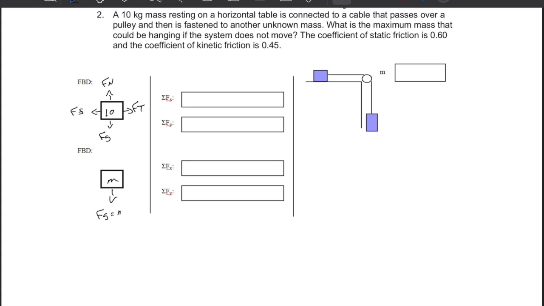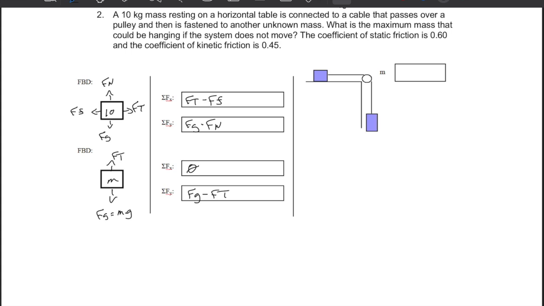The mass hanging down has gravity pulling down on it, and gravity is calculated as mg, and it has tension pulling up. Same tension pulling up is the tension pulling to the right on that top mass. The net force in the x would be tension minus friction. Net force in the y is gravity minus normal. On the hanging mass, there's nothing in the x. On the hanging mass, gravity minus tension. Because it's accelerating down, gravity is going to be bigger than tension.